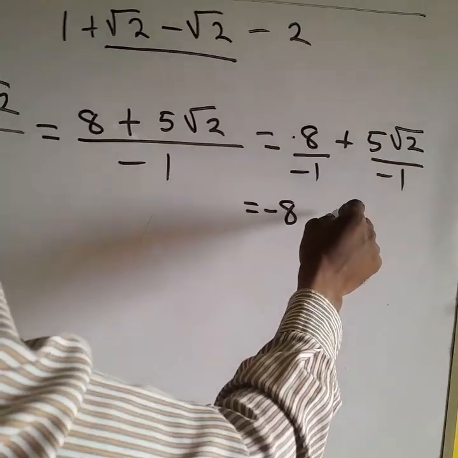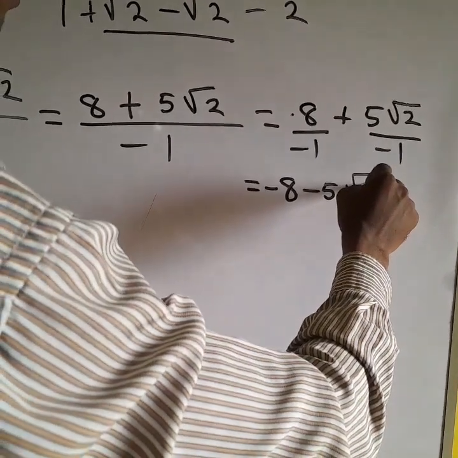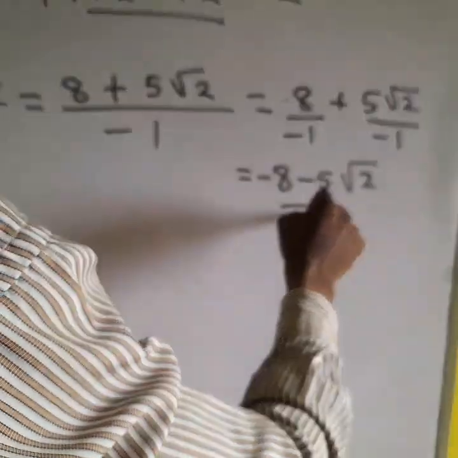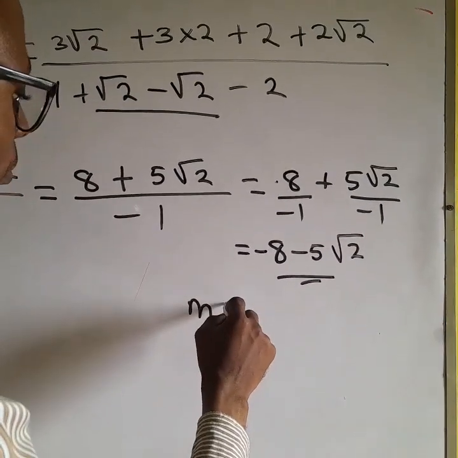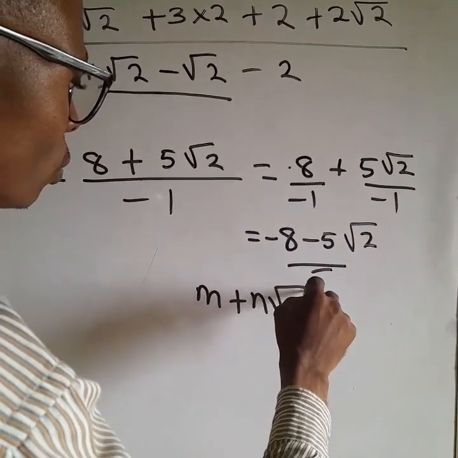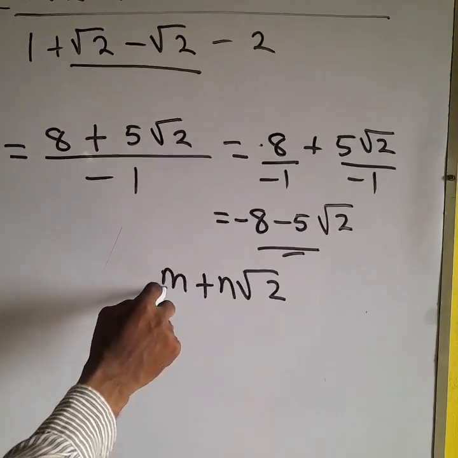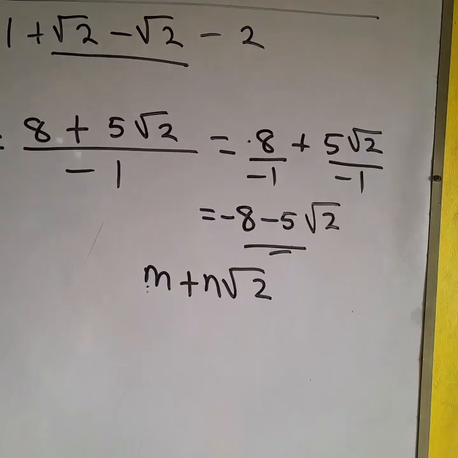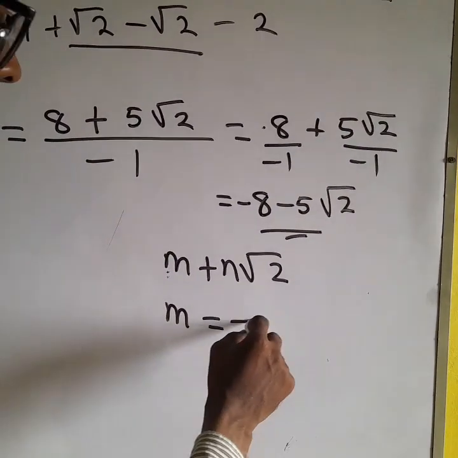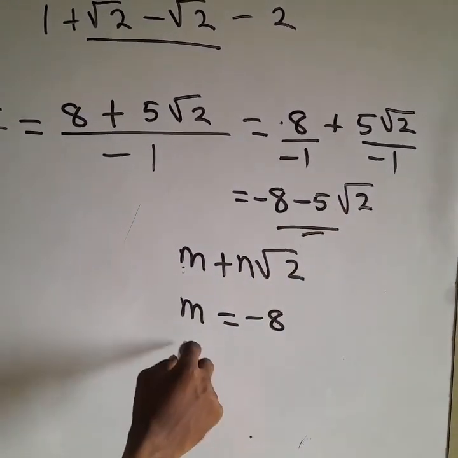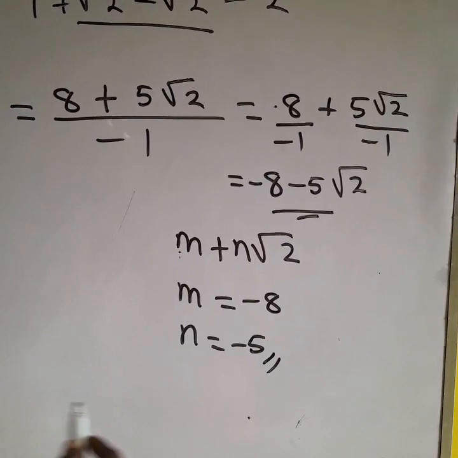And here will give us minus 5 root 2. Now, if we compare it to what they gave us, that's m plus n root 2, you will see that m corresponds to minus 8. So m is equal to minus 8 and n is equal to minus 5.